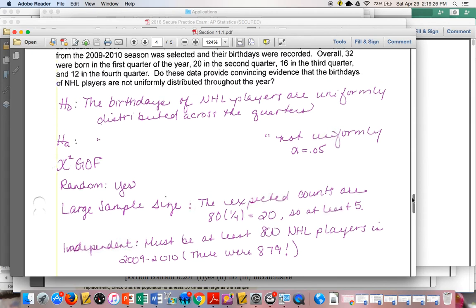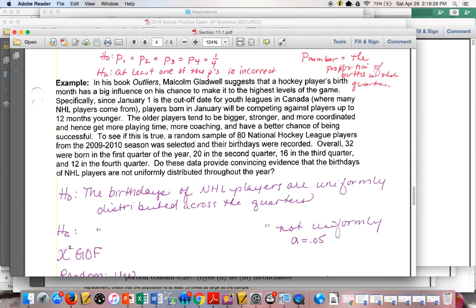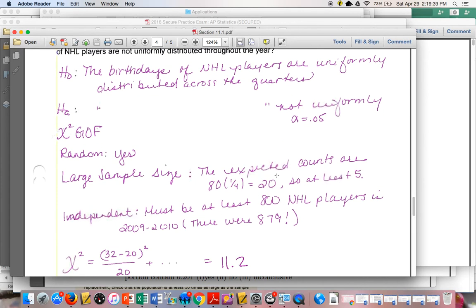All right, the expected counts. There's 80 players here, and if we expect it to be uniformly distributed, then 80 divided by 4 gives me 20. So I expect 20 in each quarter, and that is at least 5. For the independence check, we only have one sample again, so there must be at least 800 NHL players in 2009-2010. There were actually 879, so that check is good.